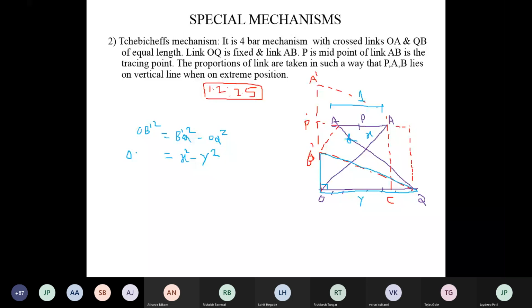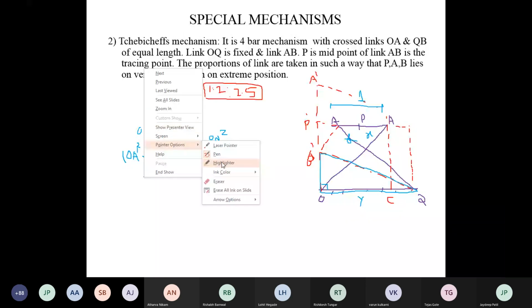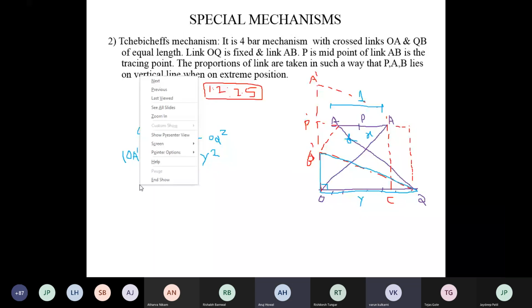OA dash square minus OA dash, not square. Which distance? Minus A dash B dash. Correct. A dash B dash here. Now you have to put the value of OA dash and A dash B dash.